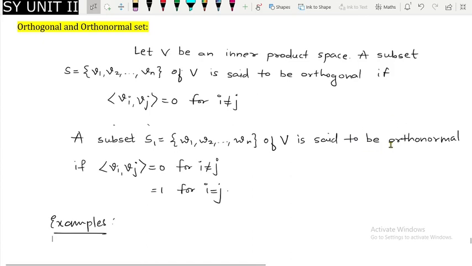So remember that every orthonormal set is going to be orthogonal, but every orthogonal set need not be orthonormal.